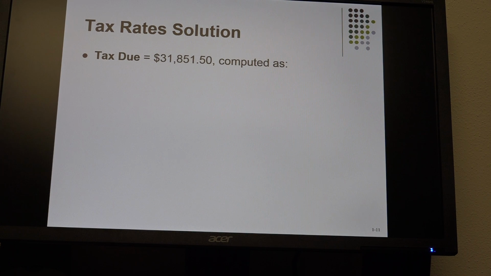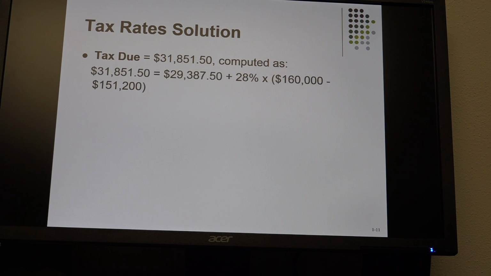So tax due is $31,851.50. You simply have to look at the tax rates at the back of the book. Of course, if you're using tax software, this calculates it for you. Unfortunately for you, you're going to have to use the tax tables. It helps you conceptualize better if you use tax tables and figure out the tax due rather than using software that does it for you.